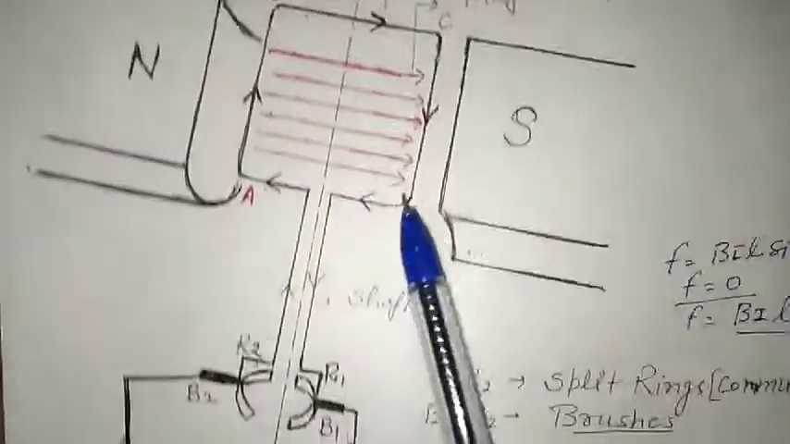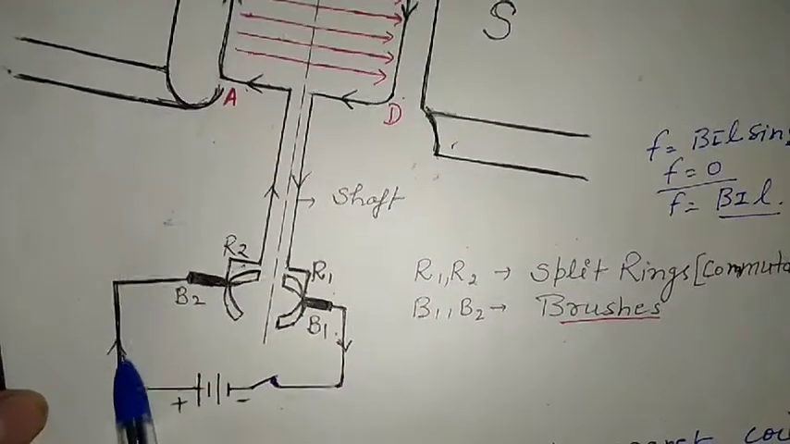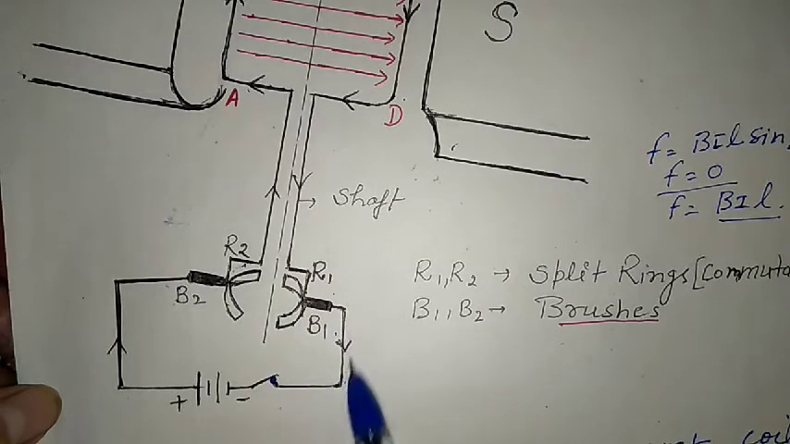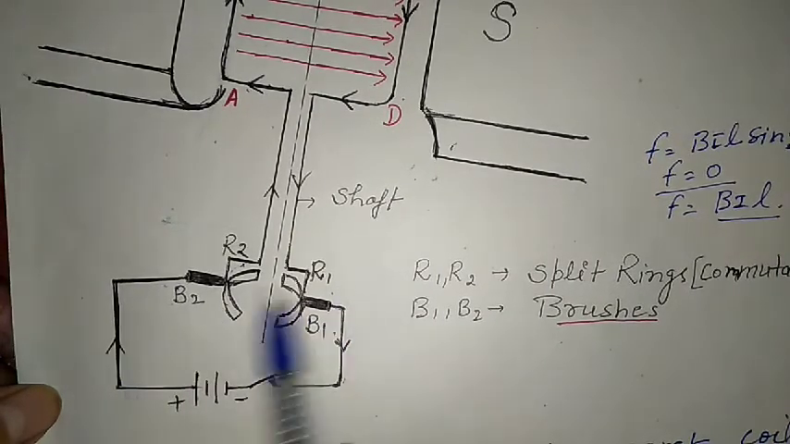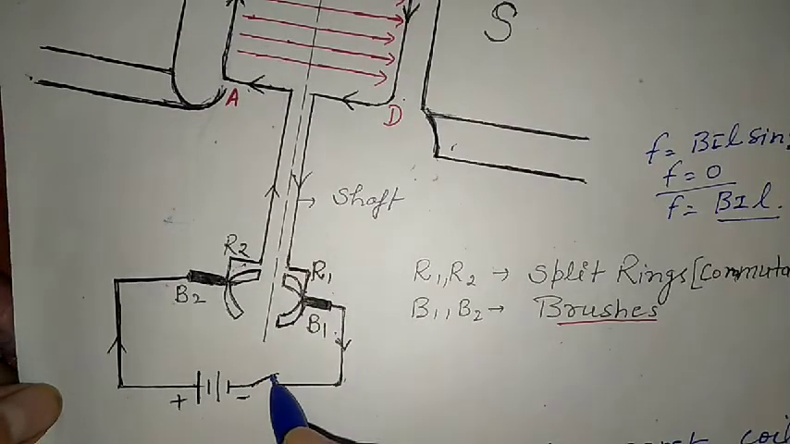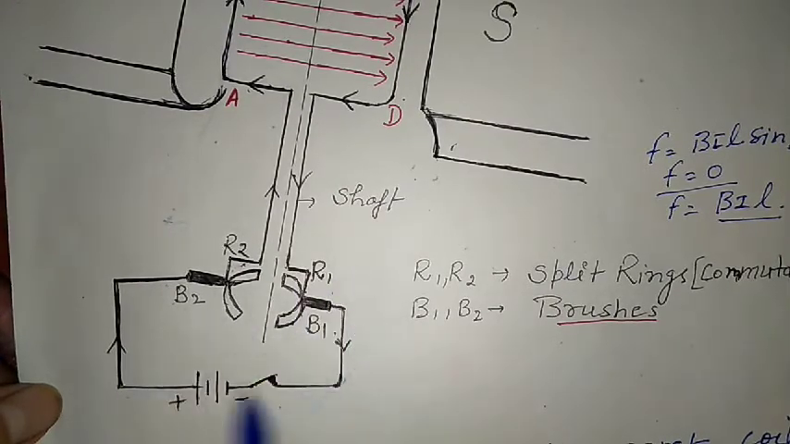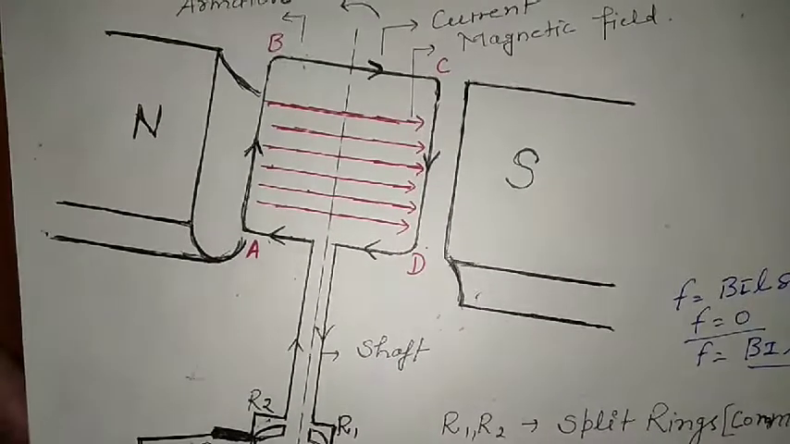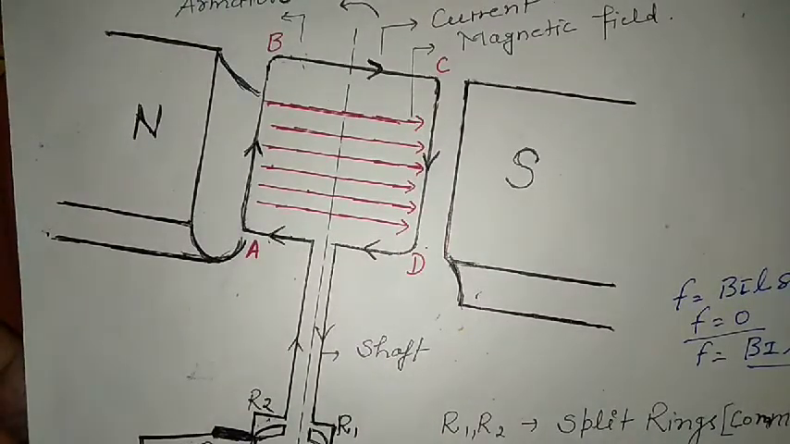Now the working. What is the working of this motor? The brushes are connected with a battery, and the battery is connected with a key, and then to B1. So this is a complete connection. When we close the key, the circuit is complete and the current starts flowing, from positive to negative.